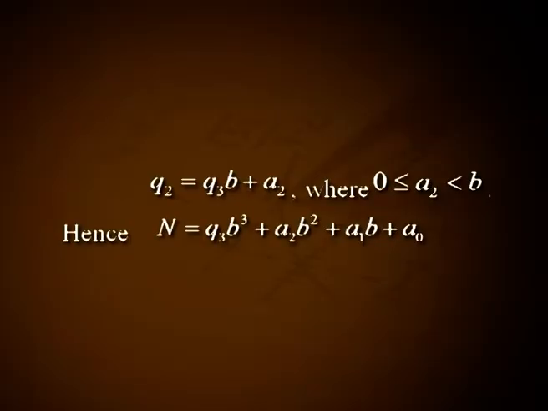As long as q_2 ≥ b, we can continue in the same fashion. Going one more step, q_2 = q_3 b + a_2, where 0 ≤ a_2 < b. Hence, n = q_3 b^3 + a_2 b^2 + a_1 b + a_0, because n > q_1 > q_2 > etc. ≥ 0 is a strictly decreasing sequence of integers.